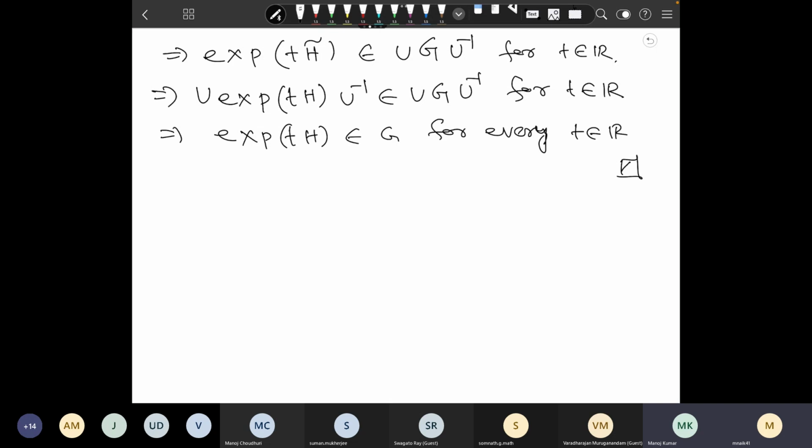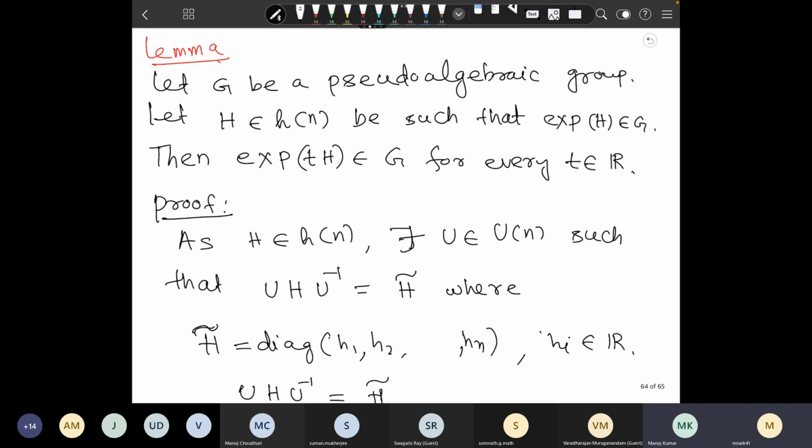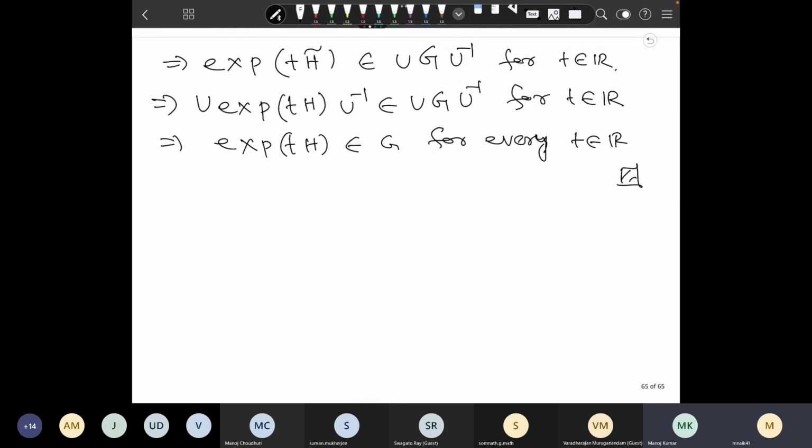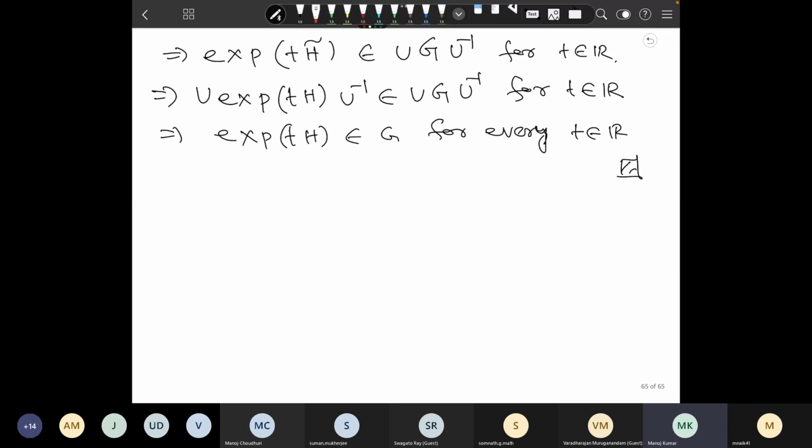Okay. So I hope this lemma is clear to you. We are getting that the exponential of tH belongs to G for every t belonging to R, and you will use this lemma in the next theorem, which is the main theorem. The lemma says that if G is a pseudo-algebraic group and H is a Hermitian matrix such that the exponential of H belongs to G, then the exponential of tH belongs to G for every t belonging to R. We will use this lemma to prove the theorem. This is the main theorem and a very useful theorem.